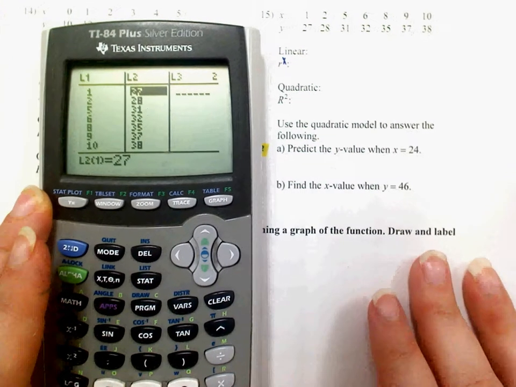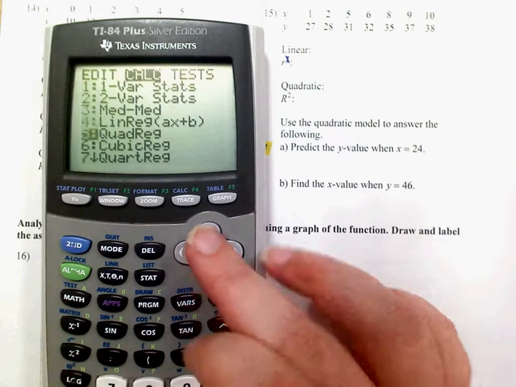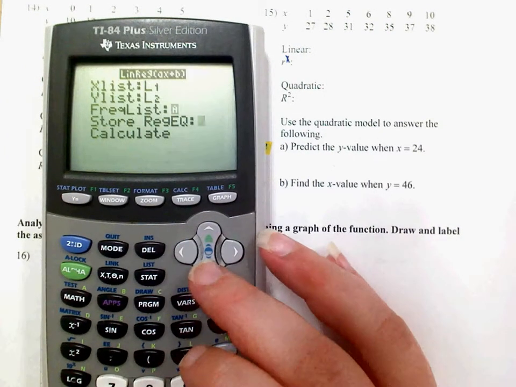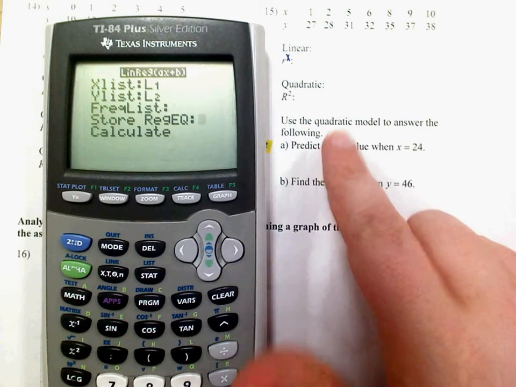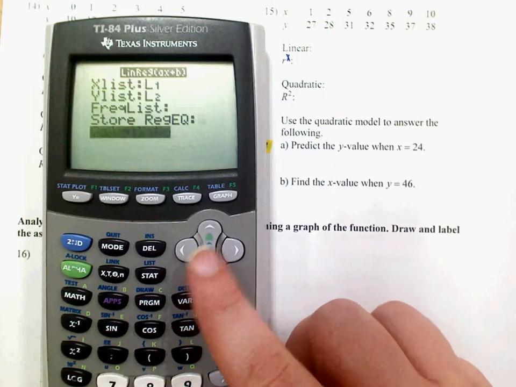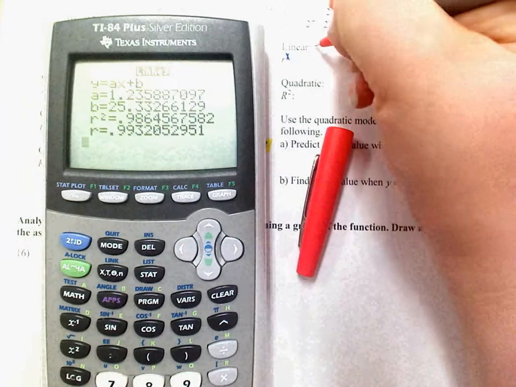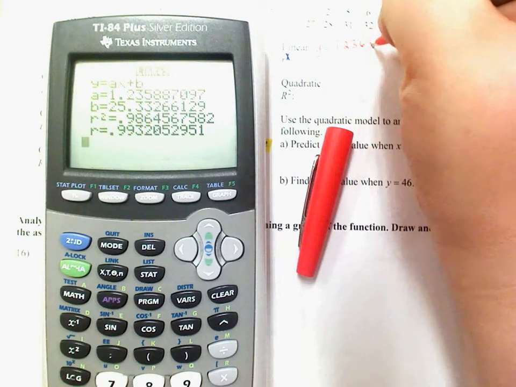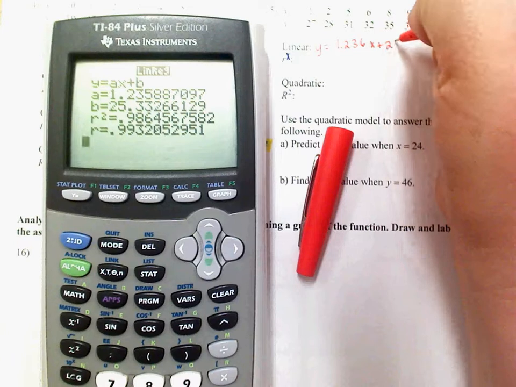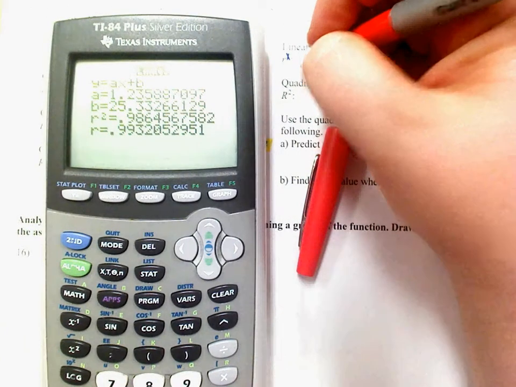All right. I need to do a linear regression, so I go stat, calculate. I want to do LinReg, number 4. This part right here says use the quadratic model, so I don't need to store the linear, so I'm just going to go ahead and go to calculate. And I get y equals 1.236x plus 25.333, and we use r, so 0.993 on linear.